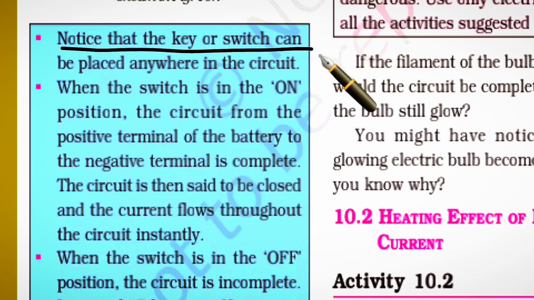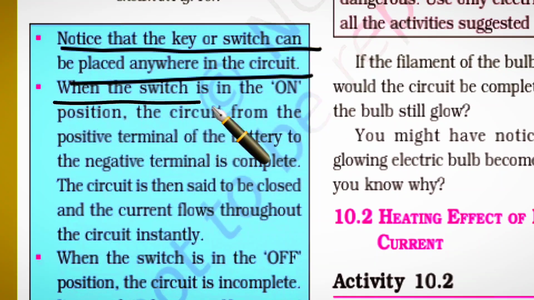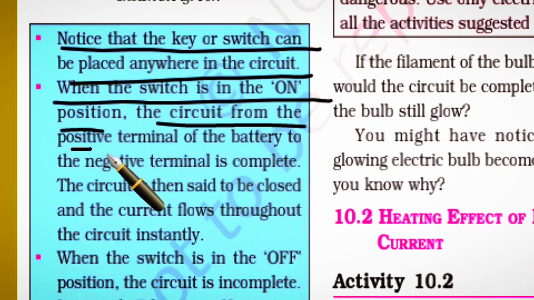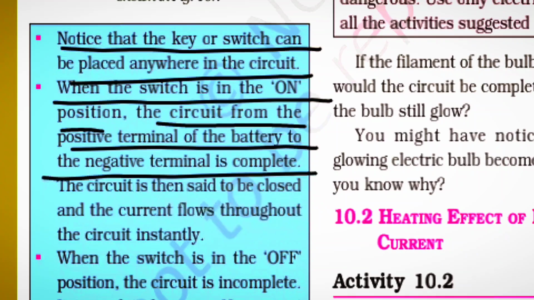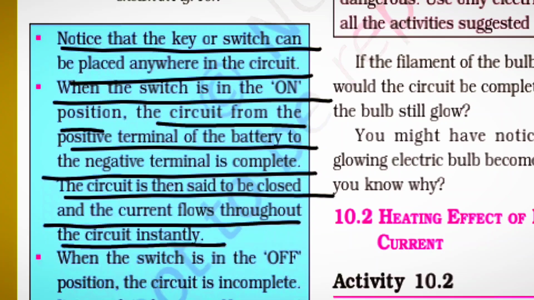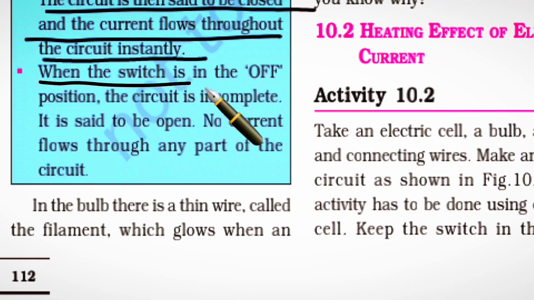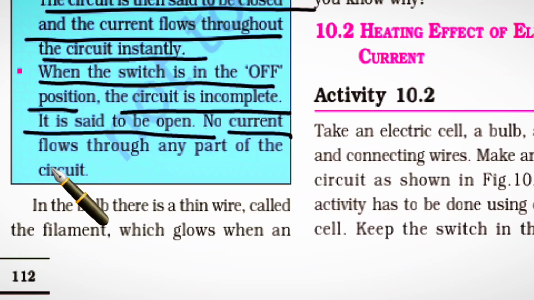Notice that the key or switch can be placed anywhere in the circuit. When the switch is in the on position, the circuit from the positive terminal of the battery to the negative terminal is complete. The circuit is said to be closed and the current flows through the circuit instantly. When the switch is in the off position, the circuit is incomplete. It is said to be open. No current flows through any part of the circuit.